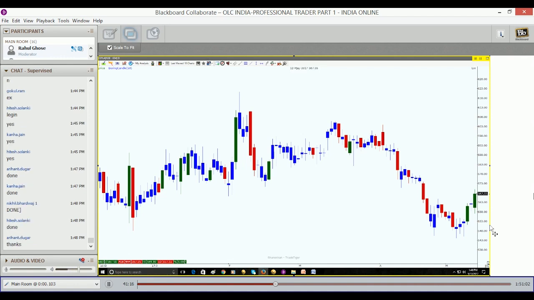Kanha is finished. Let's go to Kanha's system. Kanha, you have not selected the lowest wick of the lowest base. You've marked it correctly, identified it correctly, but the bottom part of the zone has to be at the lowest wick. You've not marked it at the lowest wick. The highest body point is correct. Let's have a look at Hitesh till then.